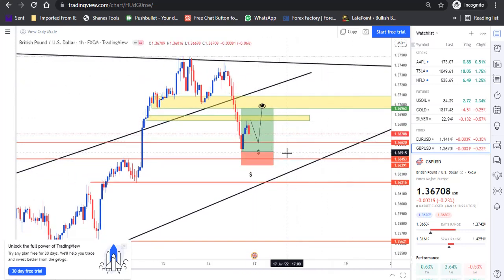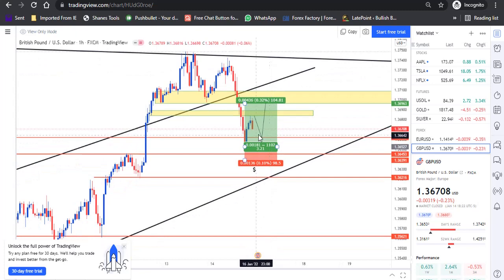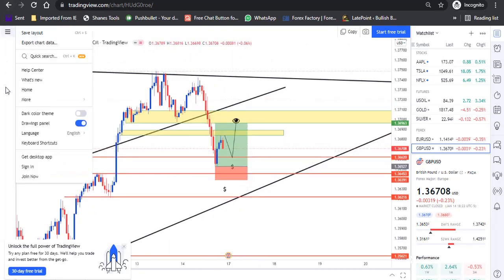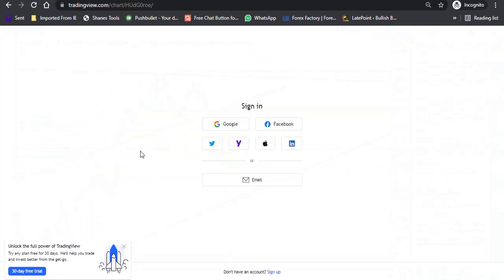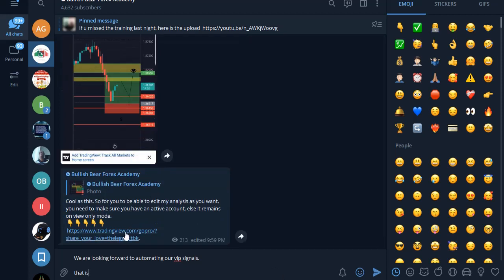So if you have an account with TradingView, all you need to do is to log in so that you can re-edit my analysis to your own taste. So what you need to do is to just go straight here and click on sign in if you have an account already. But if you don't have an account yet, I gave the link in my Telegram channel. You just want to click this link and you'll be able to register with TradingView.